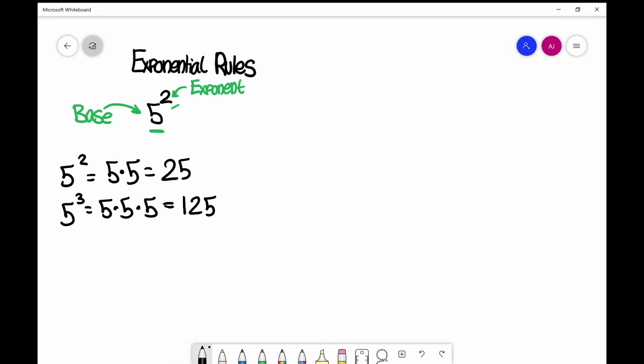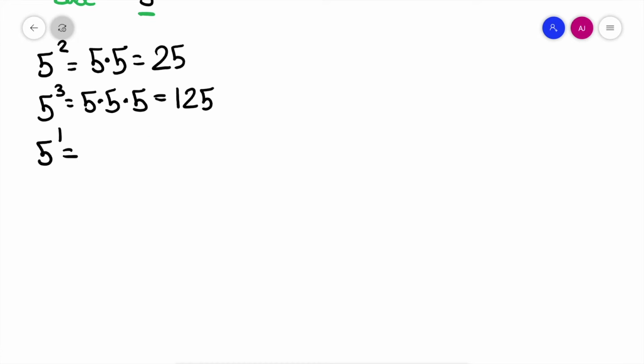So if you raise the base to 1, you realize that you're just going to be writing down the base, right? And that's because the exponent tells you how many times you're going to write the number down, and so you're just writing it down 1 time.